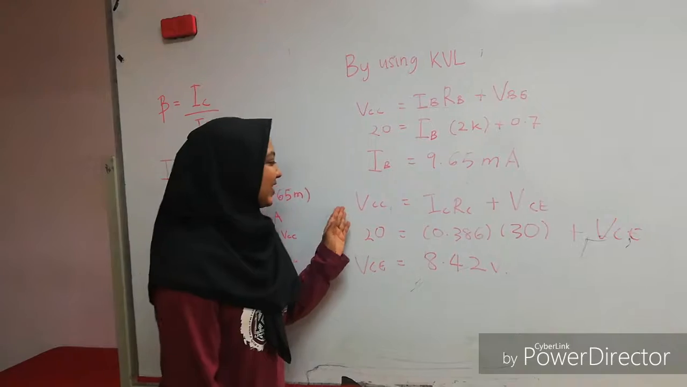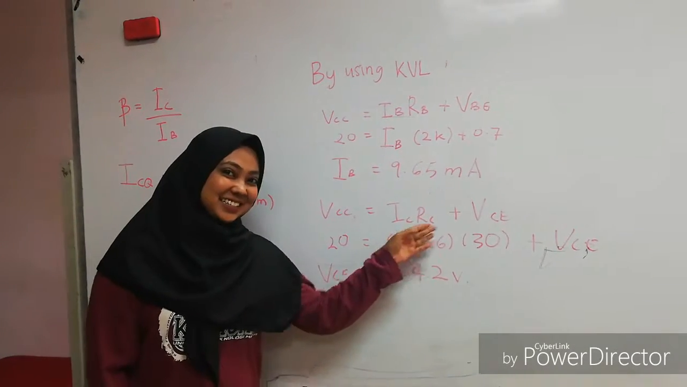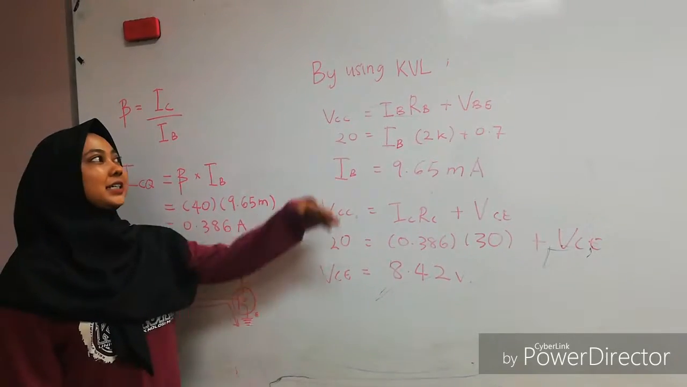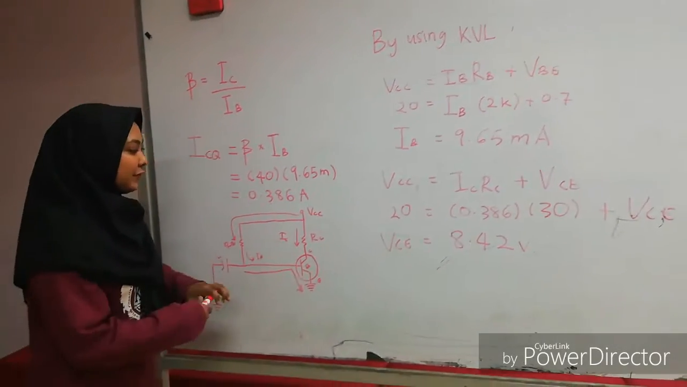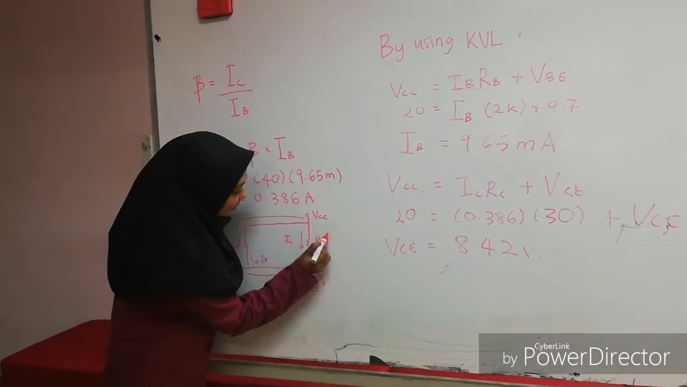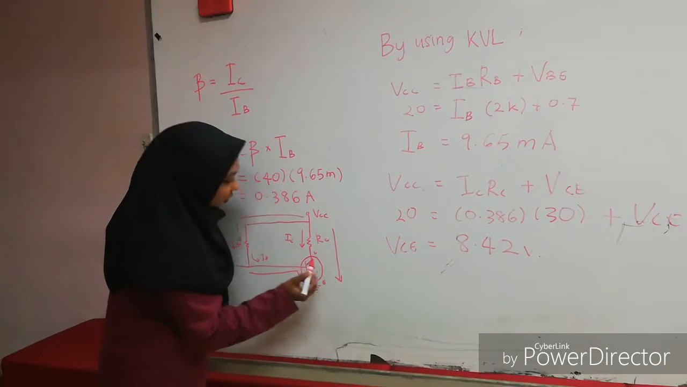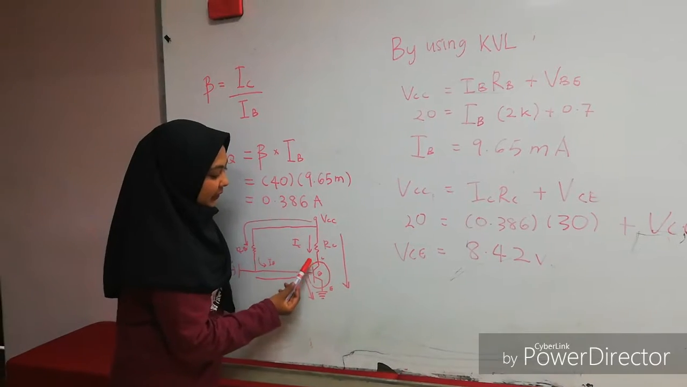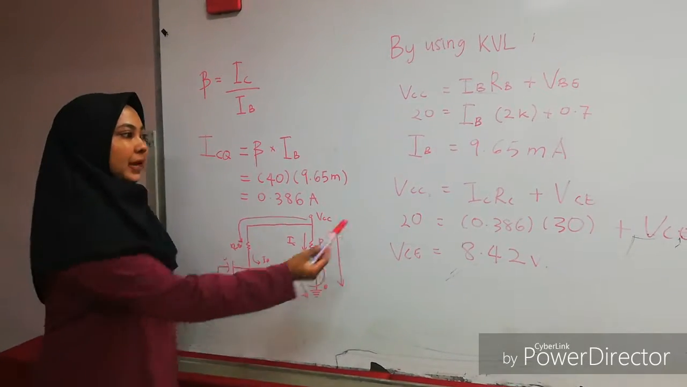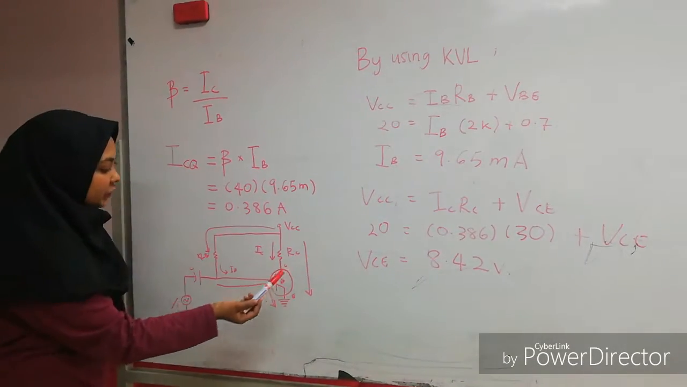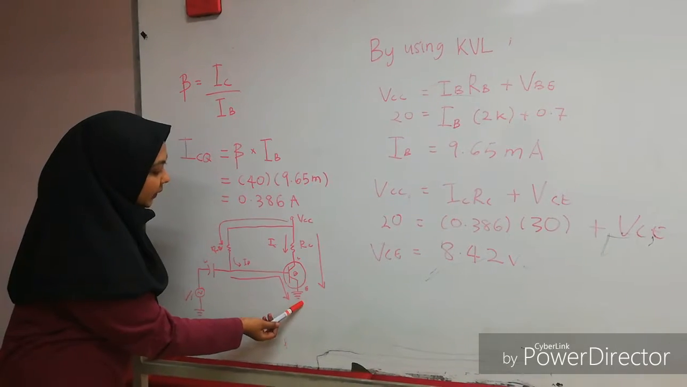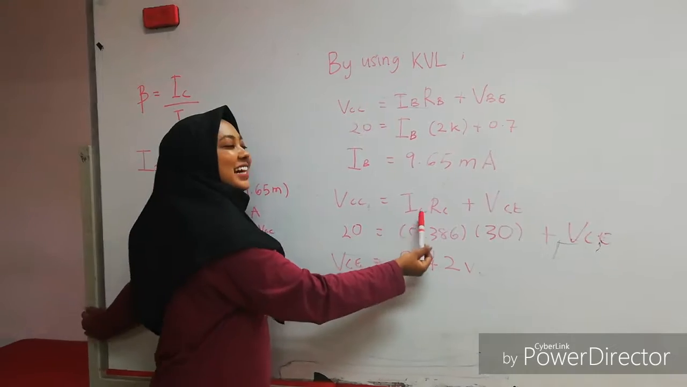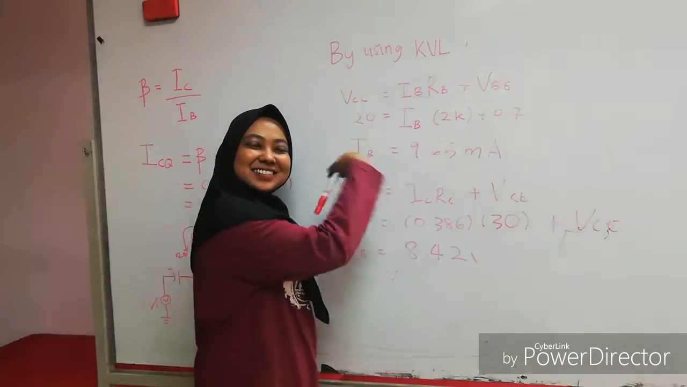Okay, to get this equation VCC equal to IC RC plus VCE, we also need to use the same method, which is the Kirchhoff voltage law, and analyze from here. So the VCC is equal to IC RC plus the voltage from the collector to the emitter in the transistor. So that we get this equation, VCC equal to IC RC plus VCE.